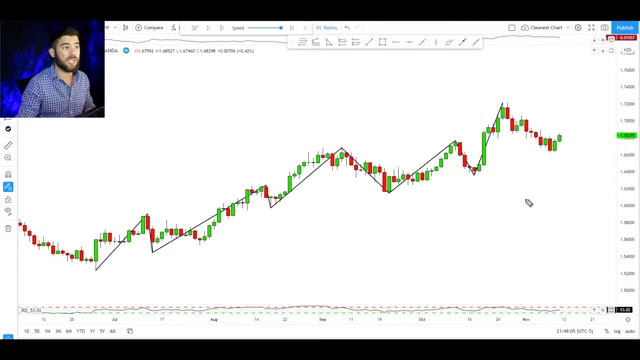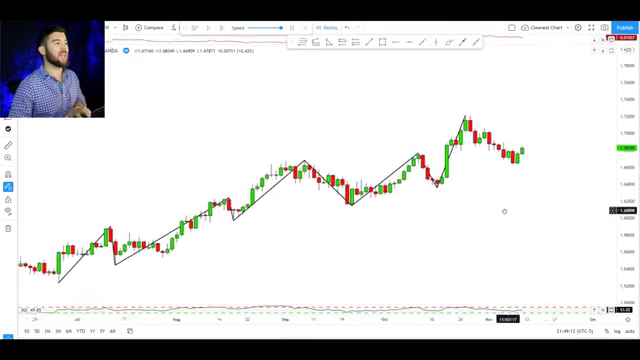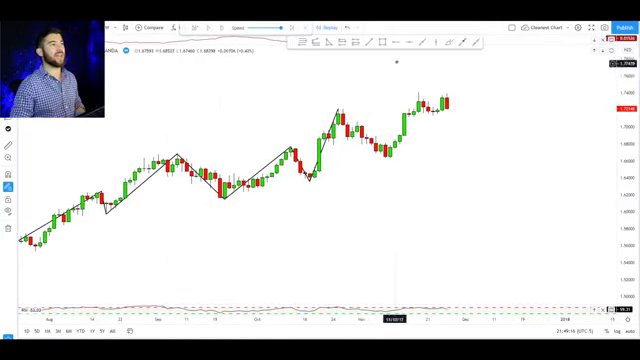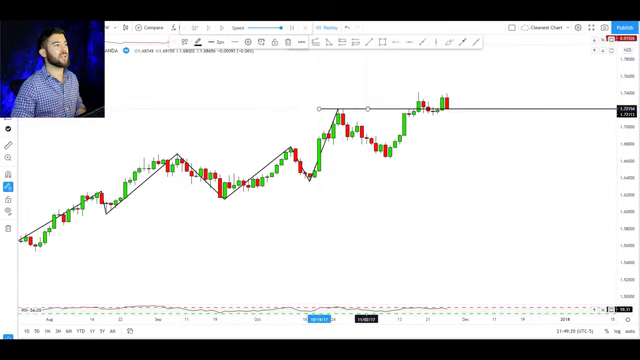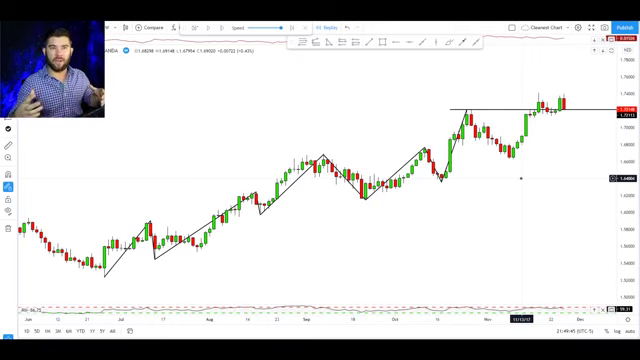But as long as we stay above this previous pullback, we're still considering this market in an uptrend, still looking for buying opportunities. Let's see what this market does. Boom. Just like that, we break into new structure highs, continuing this uptrend here on the Euro New Zealand. So that's how I identify uptrends.